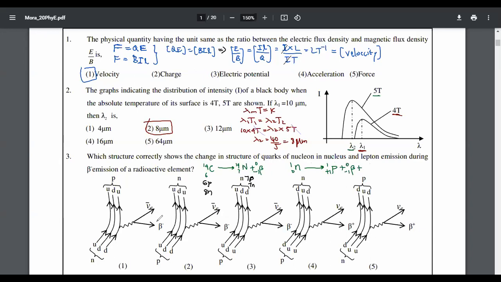So what is the answer? Neutron becoming proton. Okay, there are two answers. Neutron becoming proton. What is neutron? Last week also we studied neutron. I explained how to remember the quarks in neutron and proton. UUD means proton. UDD means neutron. Which one is the proper answer?